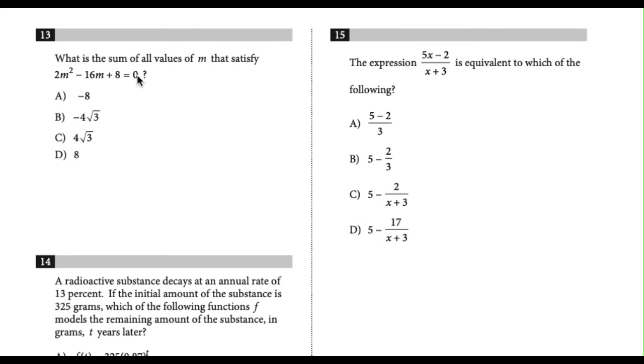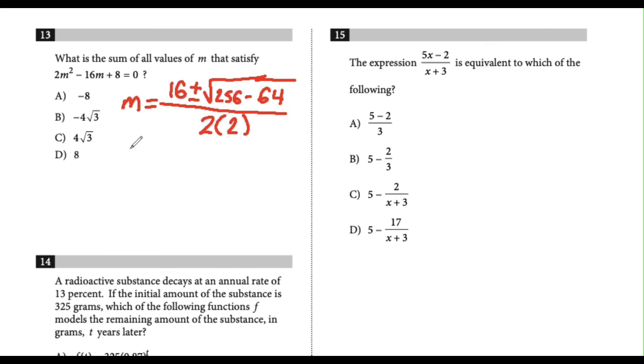Number 13. What is the sum of all values of m that satisfy 2m squared minus 16m plus 8 equals 0? In order to find this answer, we need to use the quadratic formula. M equals negative b plus or minus the square root of b squared, 16 squared is 256, minus 4 times a times c. 4 times 2 is 8, 8 times 8 is 64, over 2 times a, which is 2 times 2.